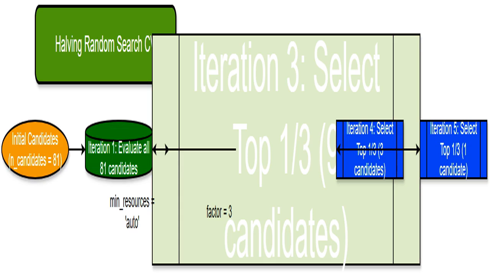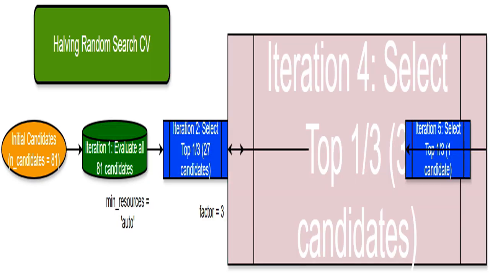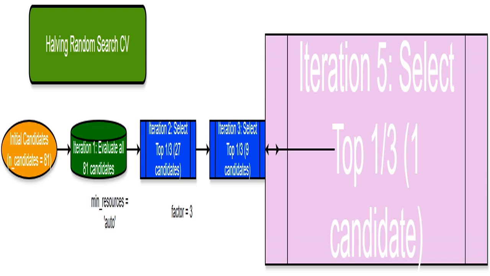I repeat the process. Now, only the top 1/3, 9, of the models from the previous iteration are kept. We're getting closer to the best model. I now keep only the top 3. Finally, only 1 model remains. This is my best performing model, identified after several iterations of rigorous elimination.